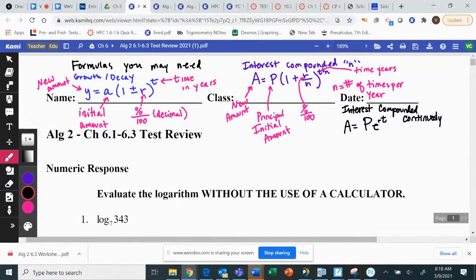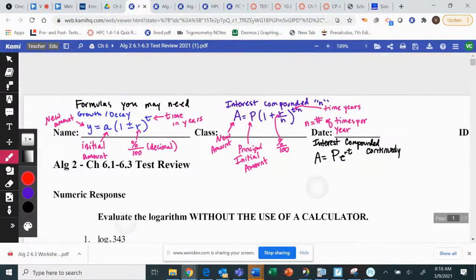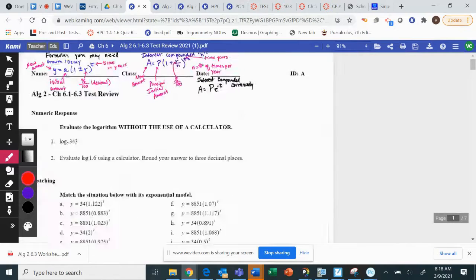I think those are all the formulas that we did that you would need that they might not give you. It might actually be given to you in some questions, but just to go over that. And then the thing that we did last time was logarithms. Let's go over something real fast about logarithms.